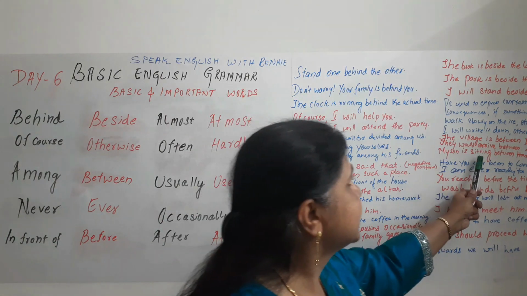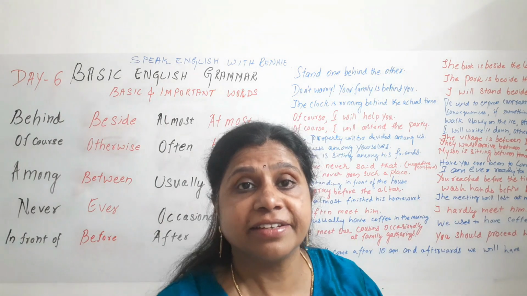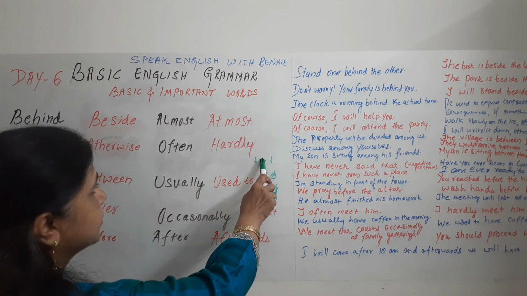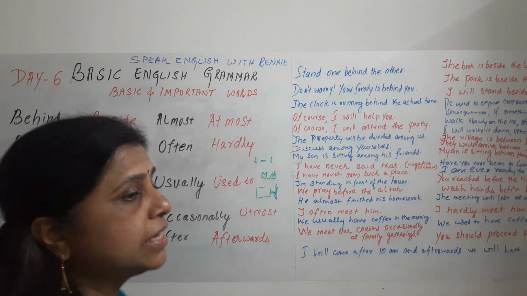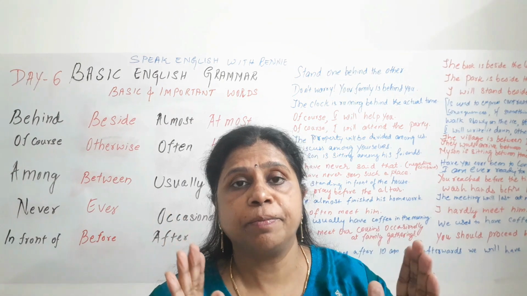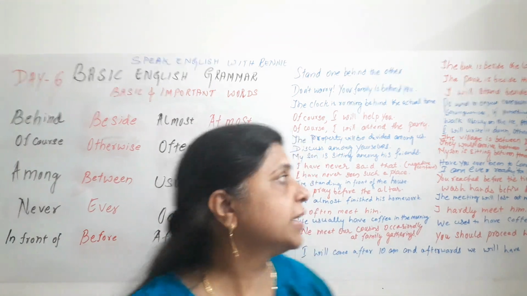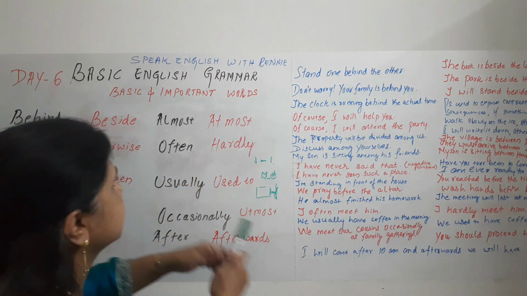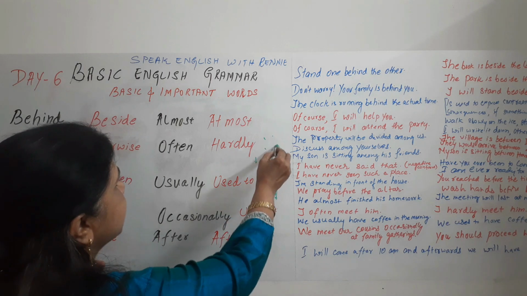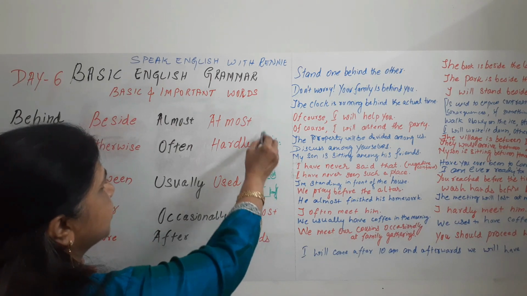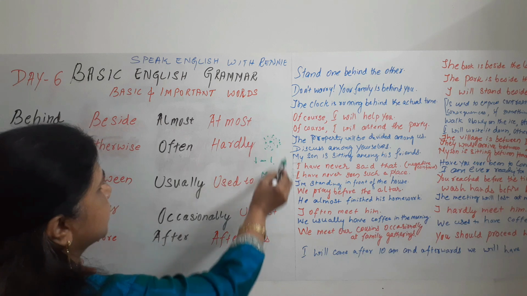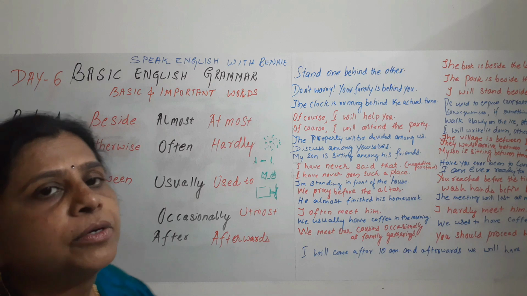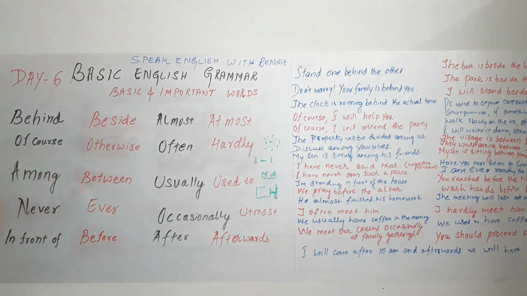Alright? My son is sitting between Harshit and Kirtan. Here definitely Harshit and Kirtan, between that. That means specifically we are specifying two people between that. Alright? Here it is among his friends. Among means somewhere in the group. Between is specifically between two people. Alright? The next one.